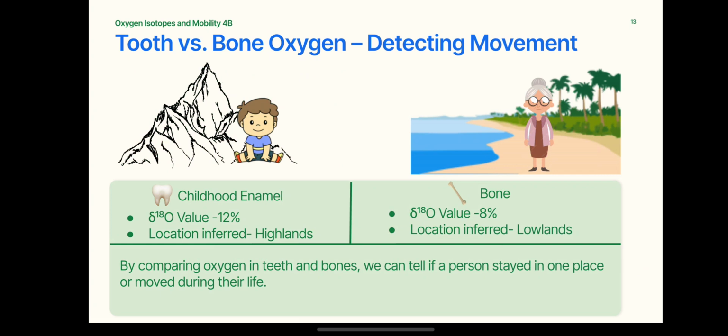So here's where things start to get interesting. We can actually use oxygen isotopes to see if someone moved during their life. Remember, enamel forms in childhood and locks in those early oxygen levels. Bone, on the other hand, keeps updating as we age. For example, someone might grow up in the highlands, where water has more oxygen 18, and later move to the lowlands. That shift would show up in an isotope comparison.